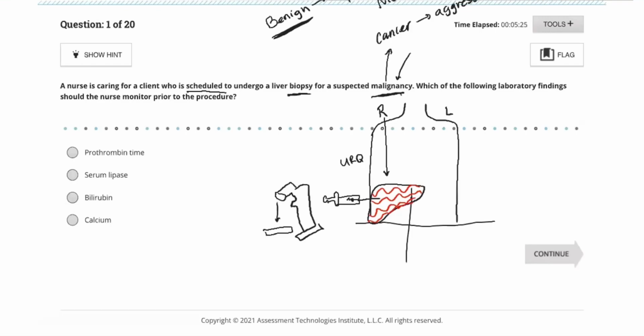And one of the biggest, and I'm drawing blue now to show you that there are veins and arteries in there, one of the biggest potential complications with a liver biopsy, as this needle is entering your liver, is bleeding. Bleeding is a big issue. However, let me give you the whole concept real quick, okay?